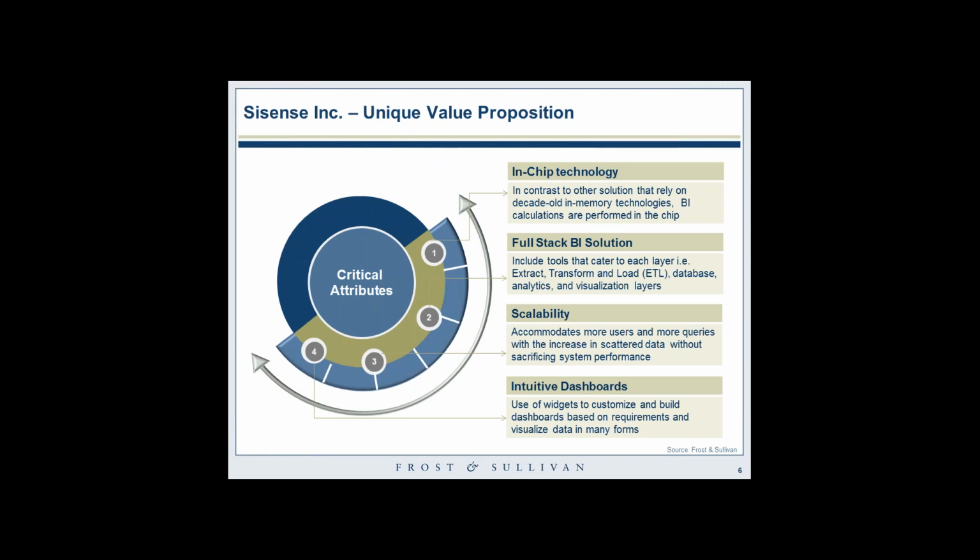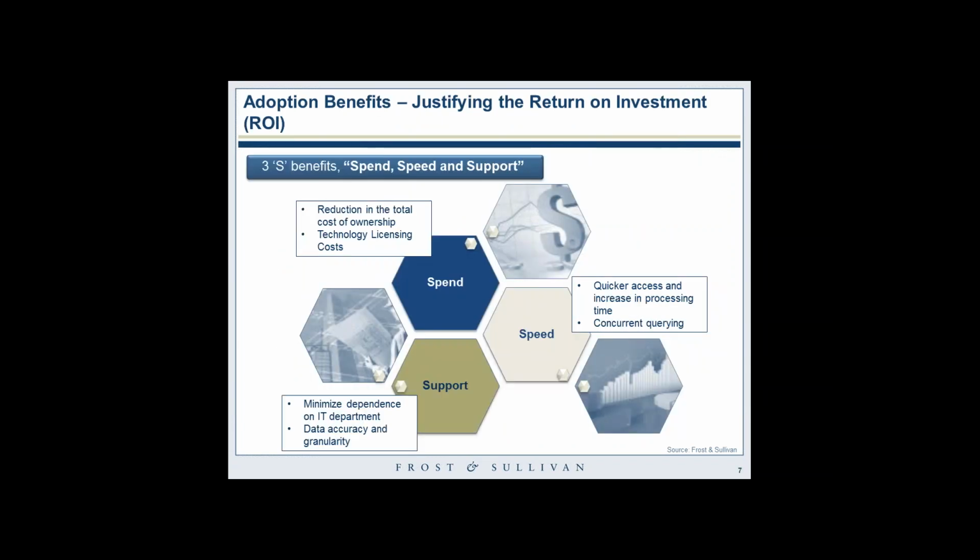While we've looked at some of the attributes of the solution offering from a customer perspective, it is imperative to identify some of the tangible benefits, which will be depicted in the next slide. So some of the key benefits of adoption include the reduction in the total cost of ownership owing to its end-to-end single-stack BI solution, the reduction in technology licensing costs as its platform can work with any off-the-shelf hardware, quicker access and increase in processing time owing to its state-of-the-art in-chip technology, concurrent querying, as we talked about, as a result of its crowd speed feature.